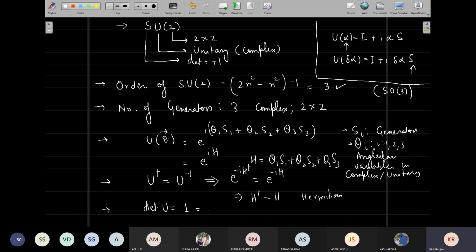Plus 1. Now, this is e to the i trace H. Okay, I didn't prove it anytime, but this can be written. So what will be the condition it is going to impose on H, trace H? Trace H is equal to 0. Okay, so you have got two conditions exactly like your SO2. But now there, remember, it was the skew symmetric, traceless matrices. Here I am talking about traceless Hermitian 2 cross 2 matrices.